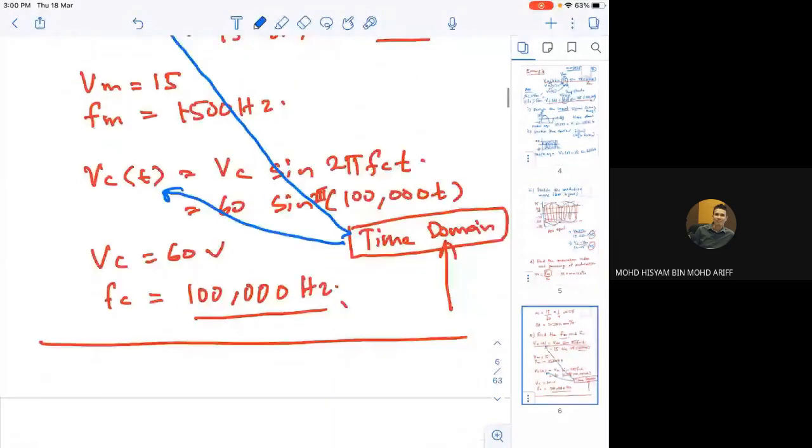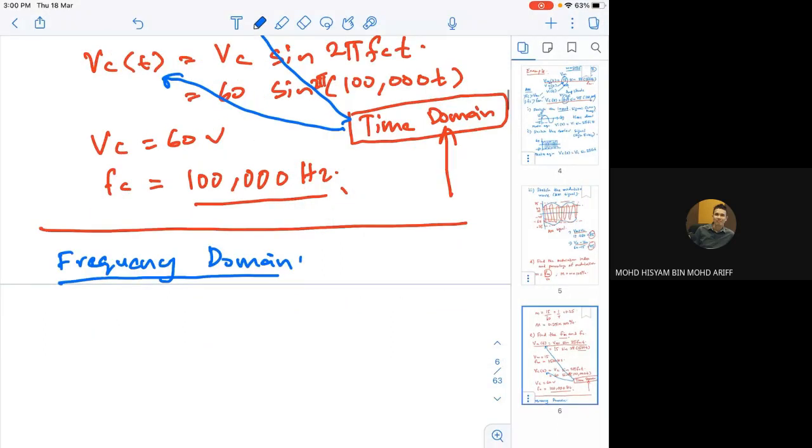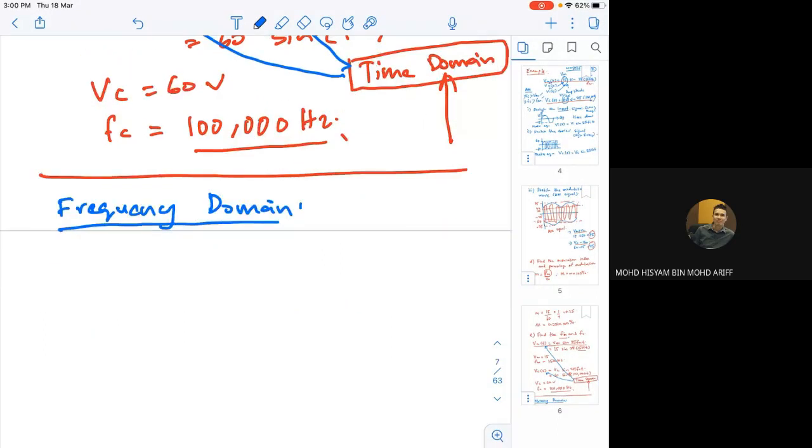Now we go to the second part. Time domain we already solved. We go to the frequency domain, the second part of the analysis. Frequency domain for amplitude modulation. This is new for you. This one you must copy out. Here we have the F carrier. This one is the F upper sideband. Upper sideband.